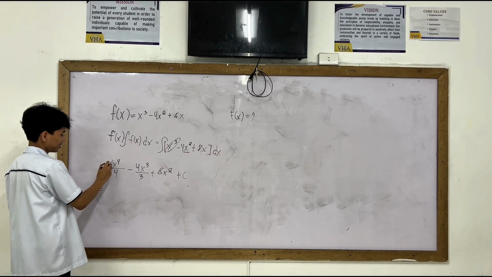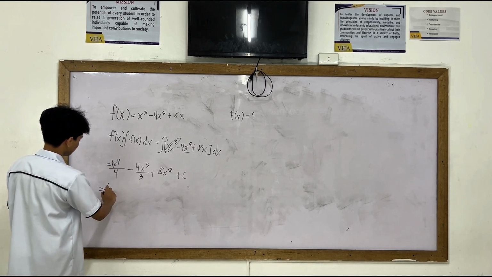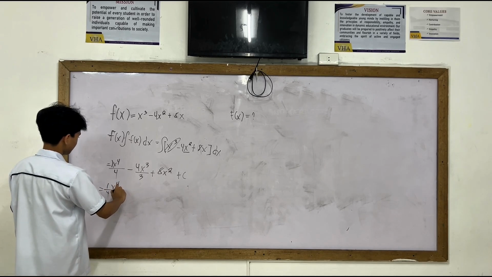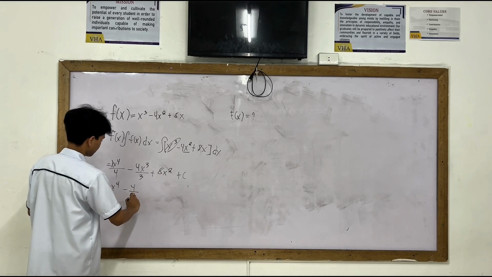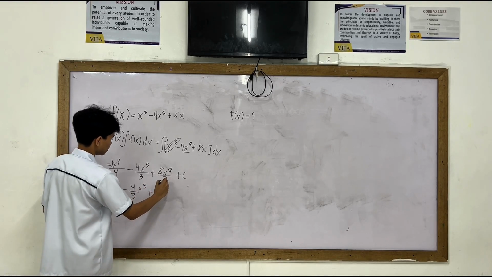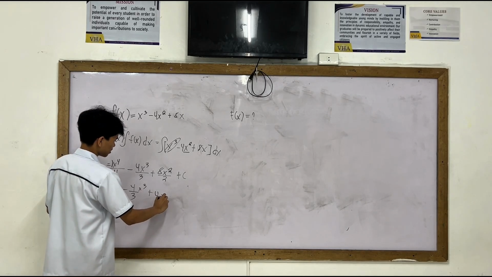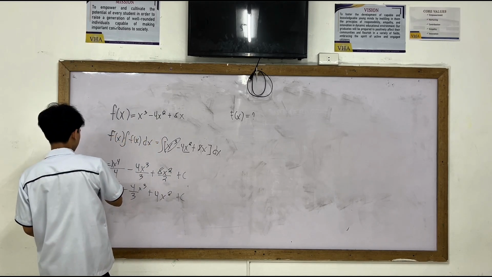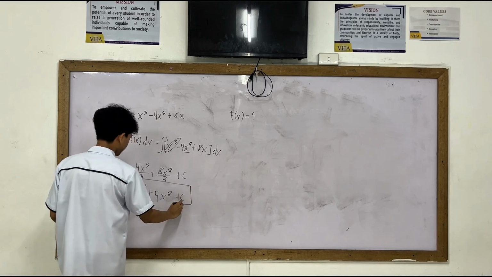The answer is 1 over 4 x to the 4 minus 4x cubed plus 8 over 2, which is equal to 4 x squared plus c. And this is the answer for capital F of x.